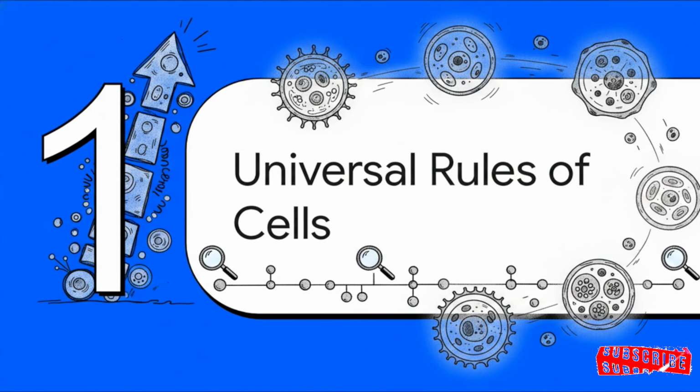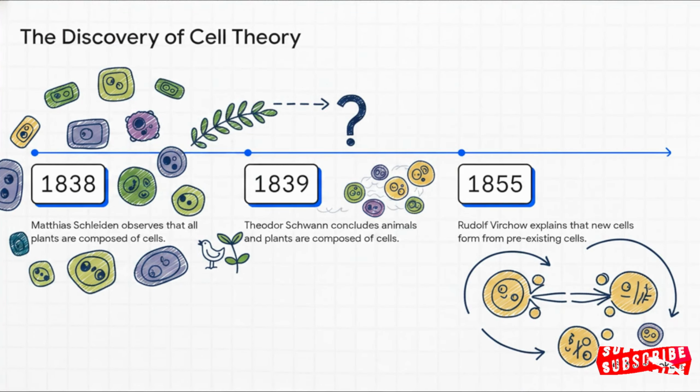Now, this amazing realization didn't just appear out of nowhere. Oh no, it was built on centuries of observation by some really brilliant people. And it led to some universal rules that govern every single cell on Earth. The whole story was pieced together bit by bit. So, in 1838, a scientist named Matthias Schleiden was looking at plants and had a breakthrough. Wait a minute, all plants are made of cells. Then, just 1 year later, Theodor Schwann looked at animals and realized the exact same thing. Suddenly, the entire living world of plants and animals was unified by this one incredible idea.